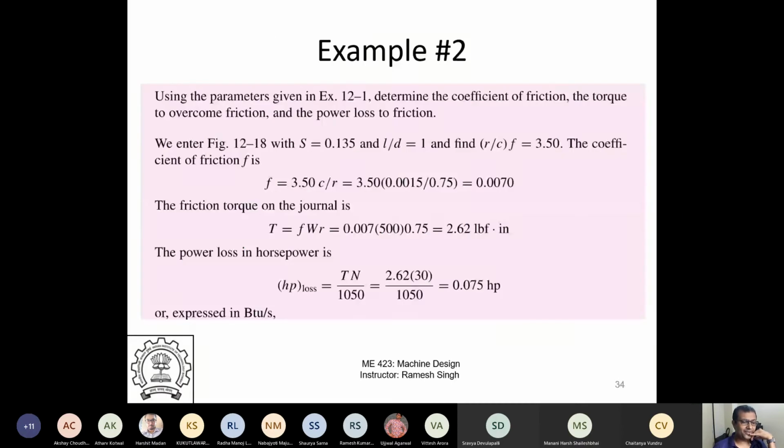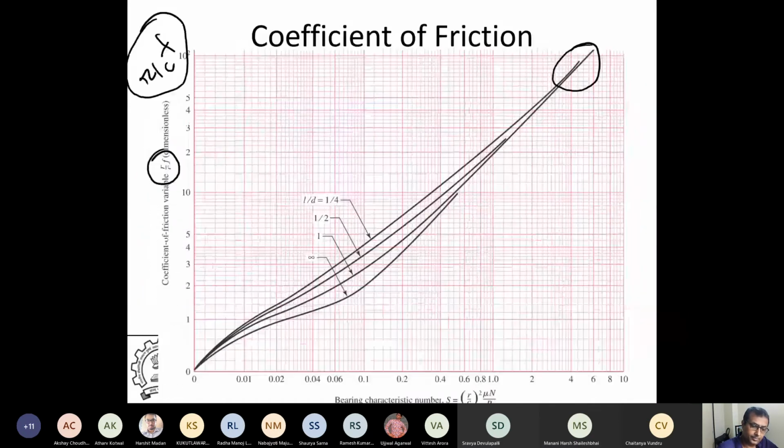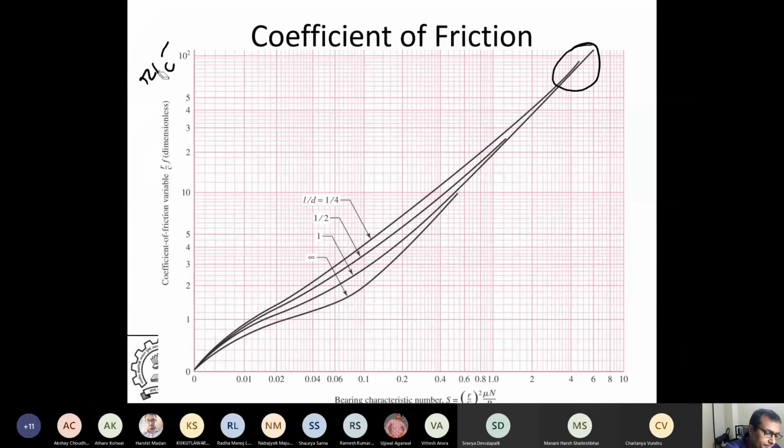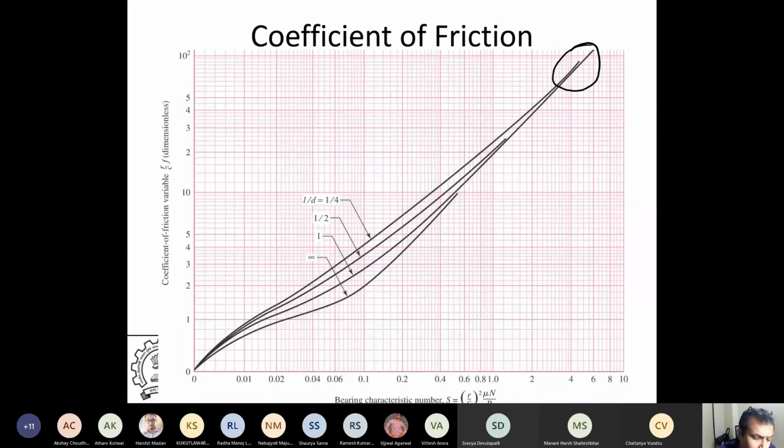The next thing we have to do is find out the same parameters. For that, you have to find out the coefficient of friction. Let's go ahead and find the coefficient of friction. Again, let's go there. The coefficient of friction is this. So we have this. We have coefficient of friction is 0.135. Oh, I'm sorry.